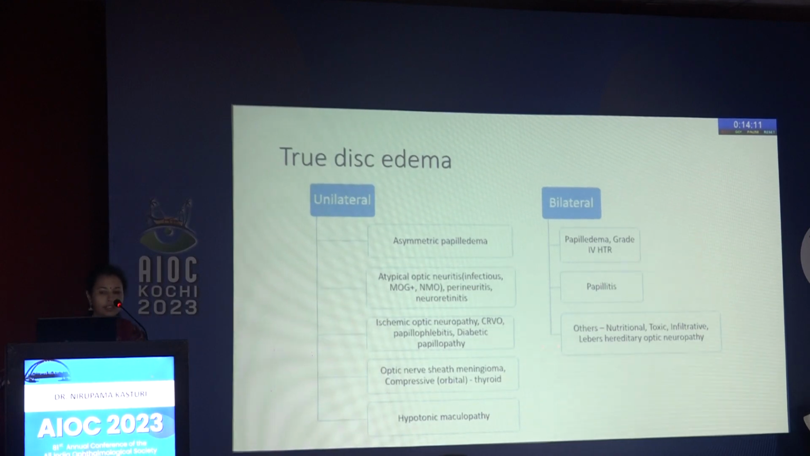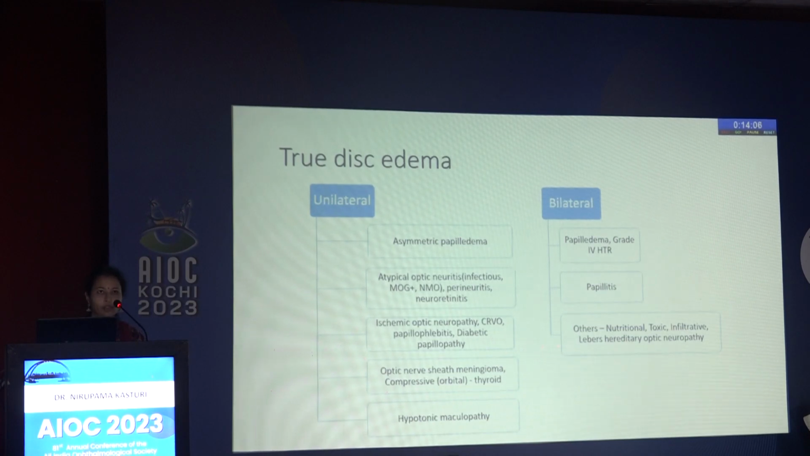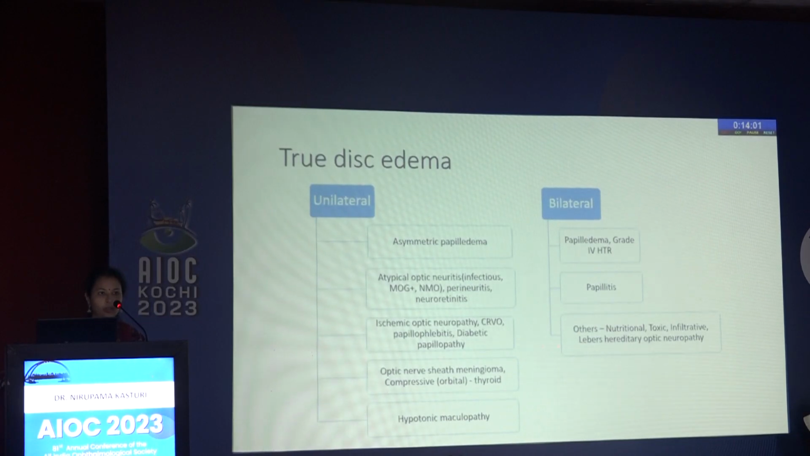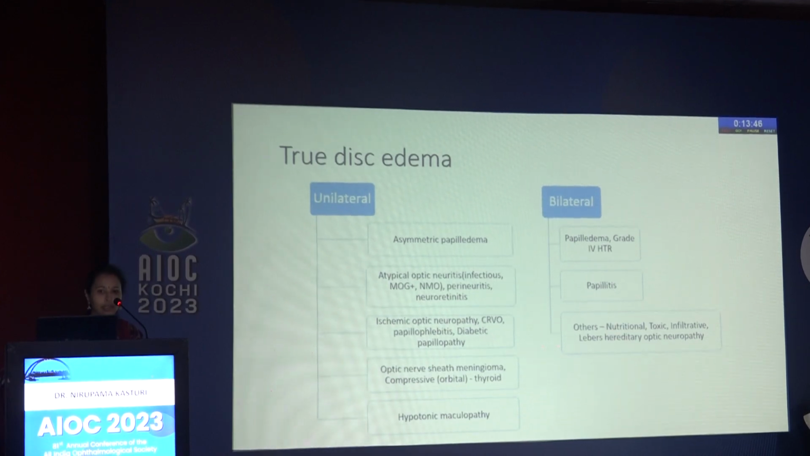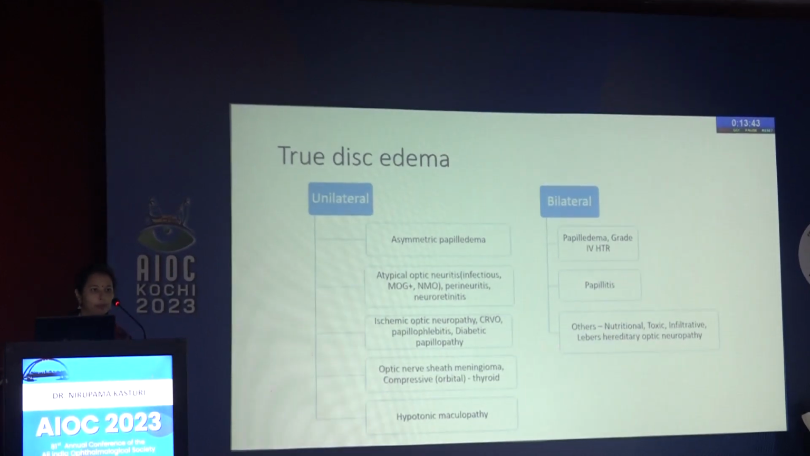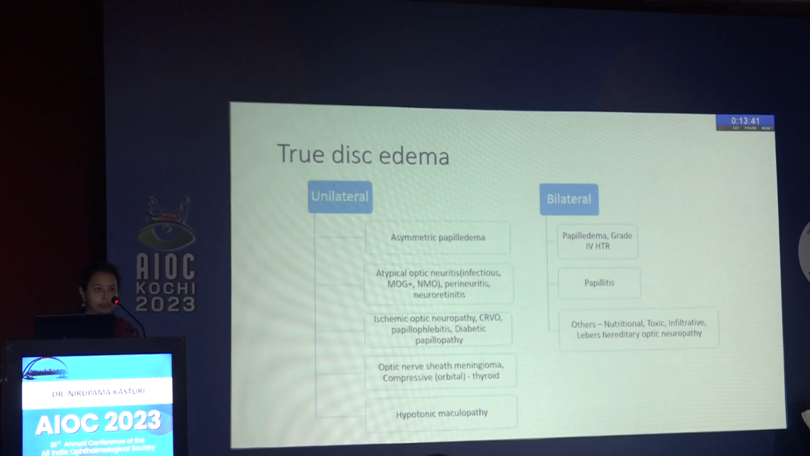The first and foremost thing is to know the causes. What causes optic disc edema? Once you know, then when you encounter a clinical situation, you can try to correlate what could be the etiology and then order appropriate investigations. We can divide the etiology based on the unilateral or bilateral presentation. In unilateral presentation, it is always important to rule out an asymmetric papilledema, because most of the time papilledema will be bilateral, but rarely it can be asymmetric, giving the appearance of a unilateral disc swelling.